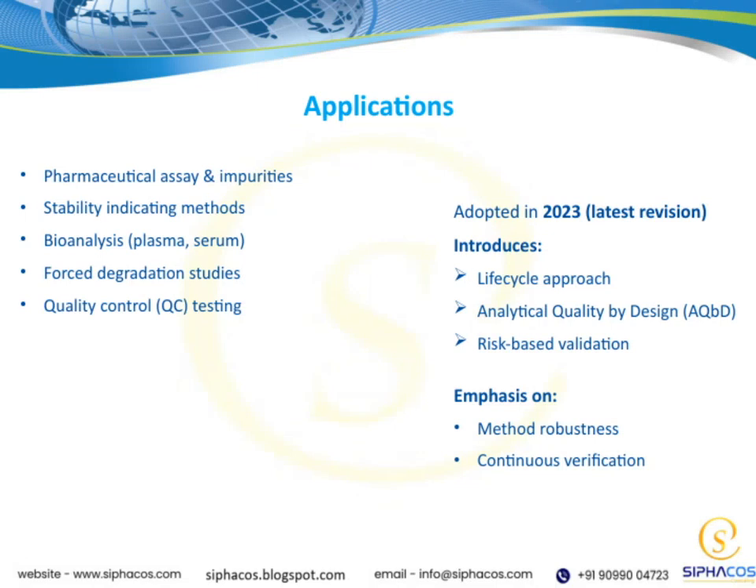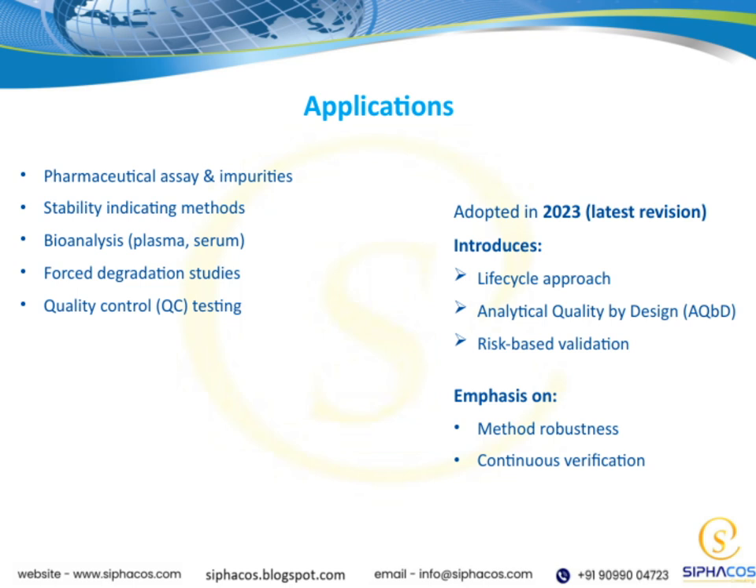Now, let's take a closer look at the applications adopted in 2023, which is the latest revision we're working with. This year, we've introduced some key concepts that are shaping our approach to quality and validation. First, there's the life cycle approach, which emphasizes viewing the product development and manufacturing process as an ongoing journey rather than a one-time event. This helps us maintain control and ensure quality throughout the product's entire life cycle. Next, we have analytical quality by design. This is about designing our analytical methods with a clear understanding of how they perform and how robust they are. It allows us to proactively identify and mitigate risks.